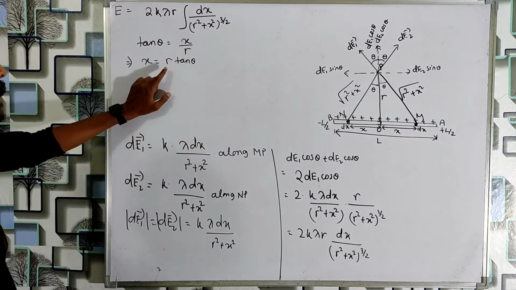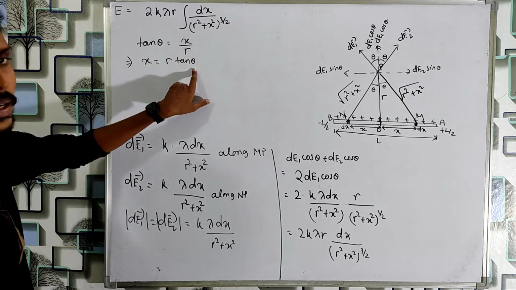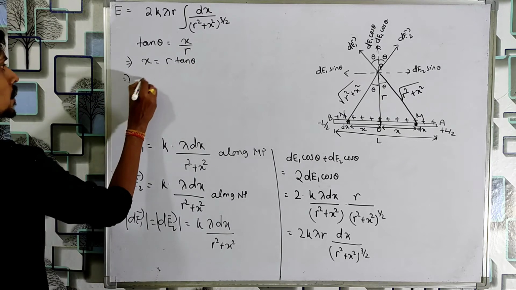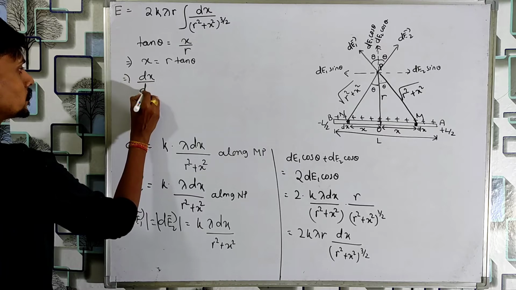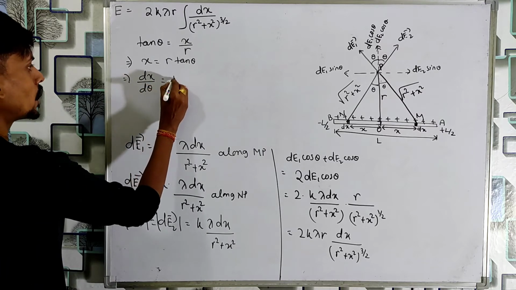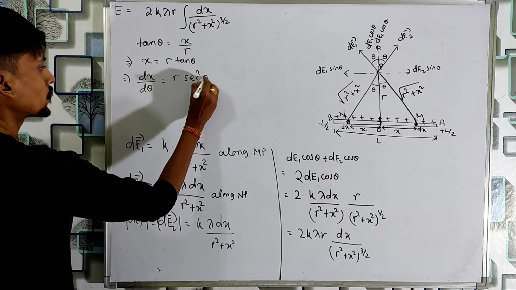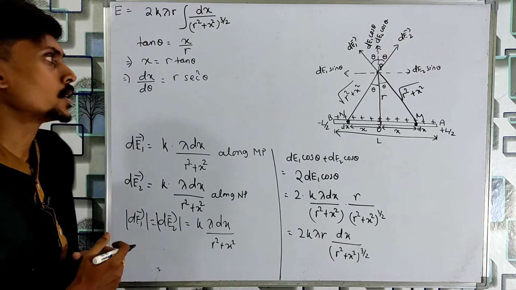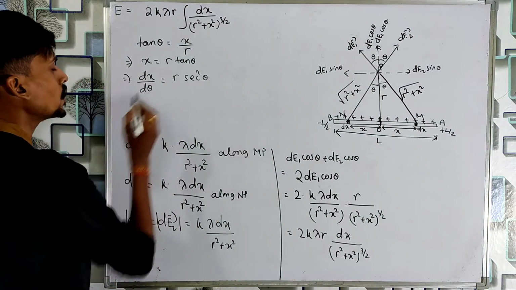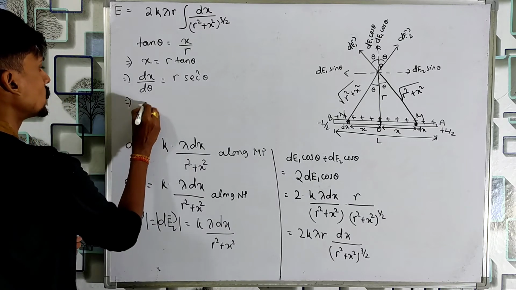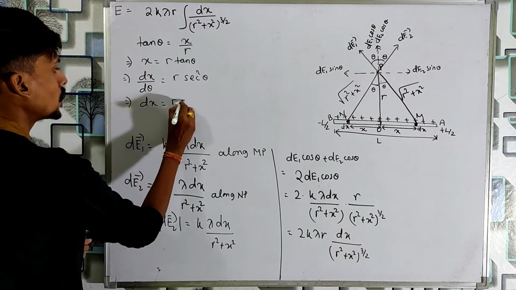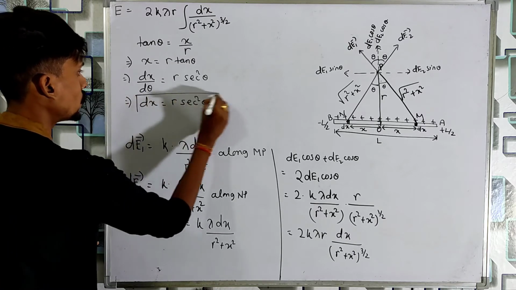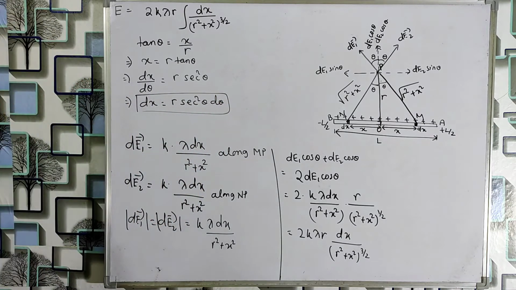So r is a constant quantity, x is a function of theta. If you change theta, then x will change. Then dx by d theta will be how much? It will be r sec square theta, because the derivative of tan theta is sec square theta. So dx by d theta will be this much. That implies dx is equal to r sec square theta d theta. This is the value of dx.